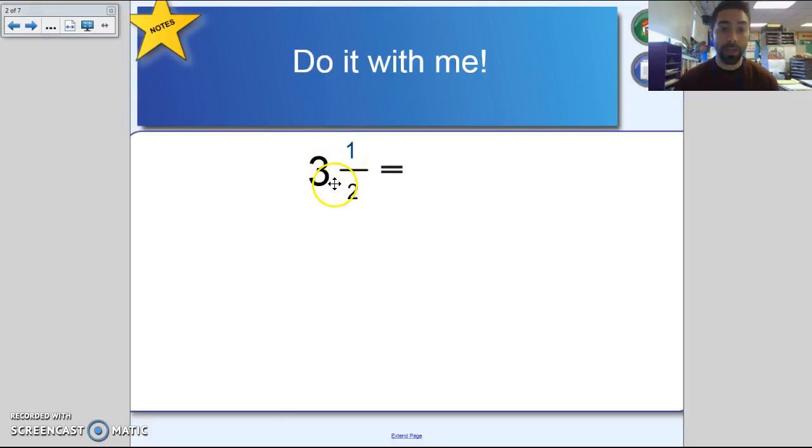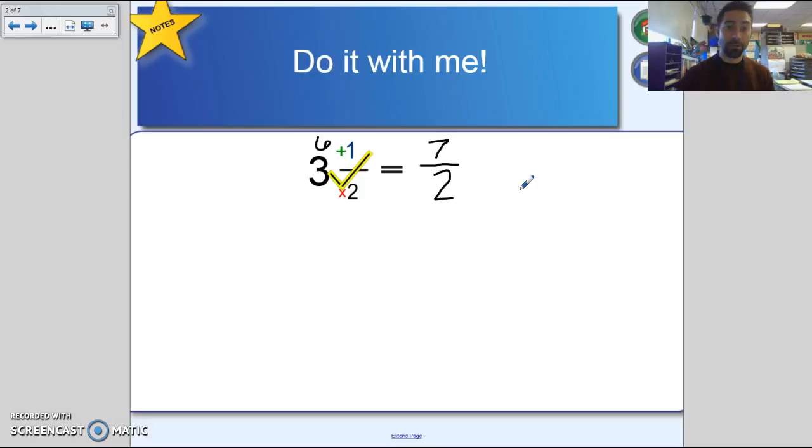So the very first step is to multiply the whole by the denominator. So we're going to multiply our whole by our denominator. And so in that case, 3 times 2 is 6. We'll put that above. And then we add that product to our numerator, 6 plus 1. And I get 7 as my numerator, because I'm going to write that as my numerator. And I keep my original denominator. So 7 halves is going to be my answer, 7 over 2.